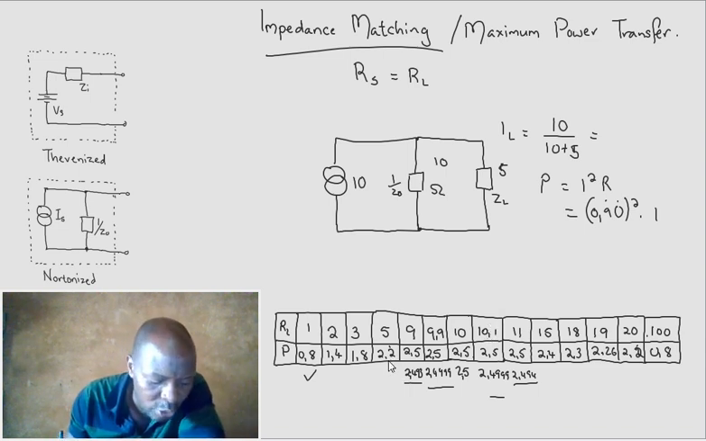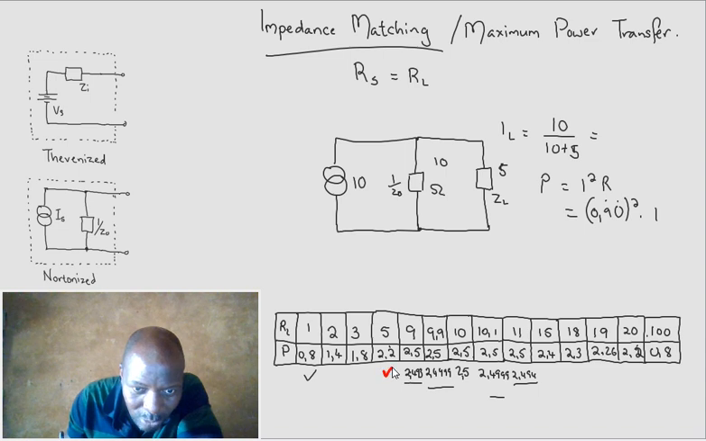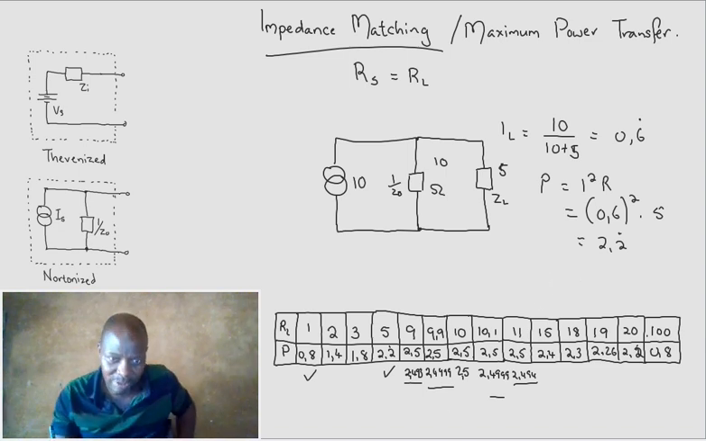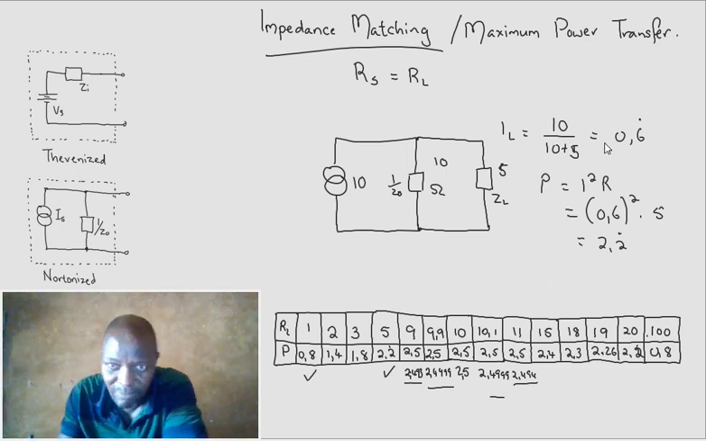This will be 0.6 forever. We've done this, it's deja vu, times our load of 5. This is exactly what we have here, 2.22. All right, I'll go to the maximum power transfer to give us our 2.5 maximum power transfer. If the two are equal, this is where we're going to get our 2.5.